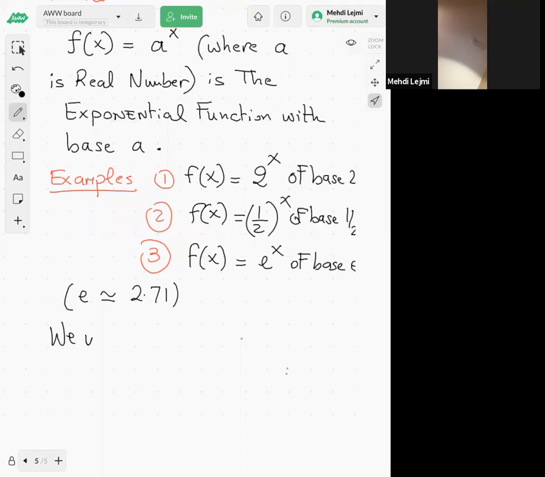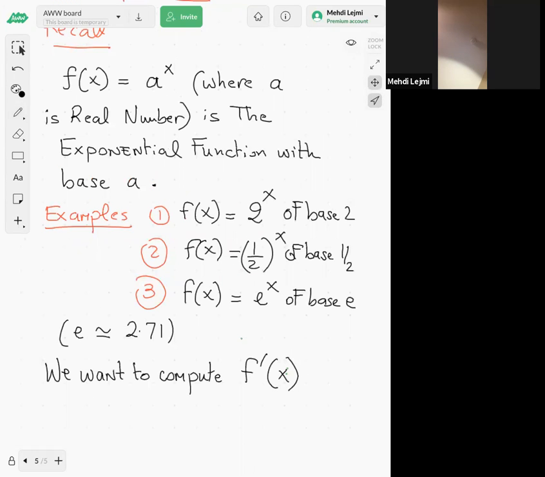We want to compute f prime of x. Again, f of x is a to the power x, where a is a fixed number. It's a constant. A is a number. We want to compute f prime of x.